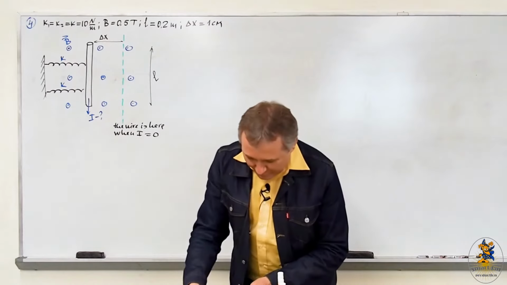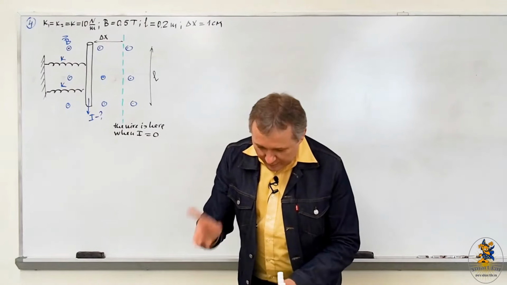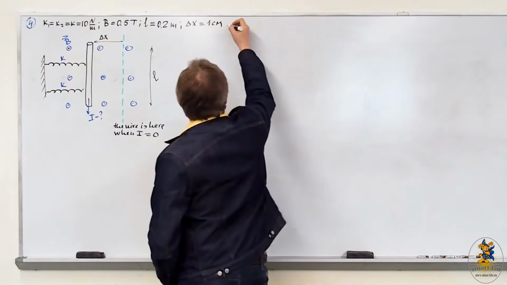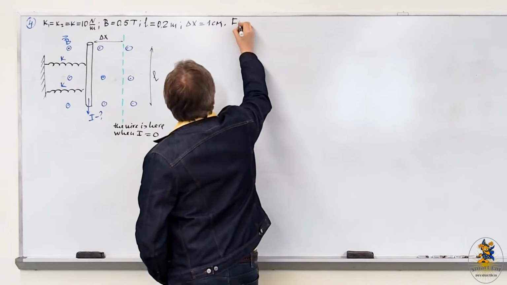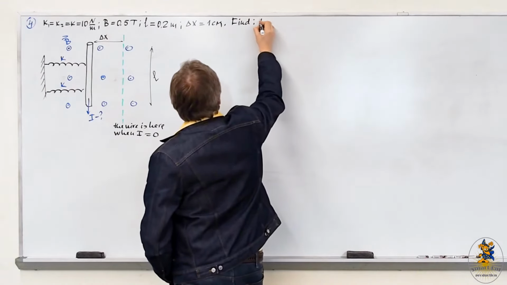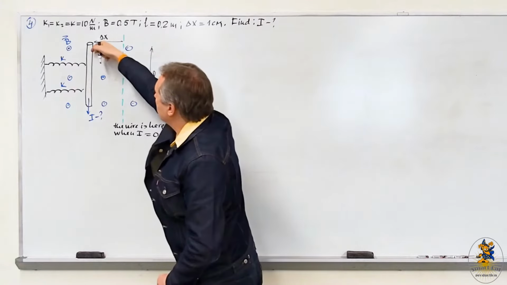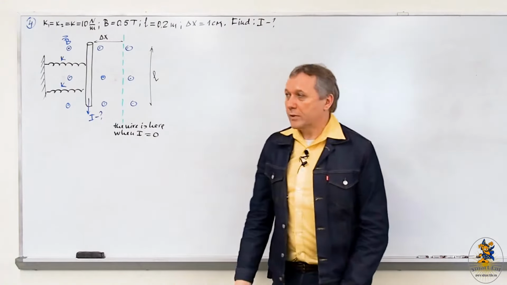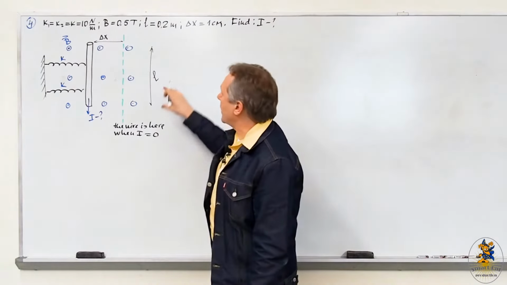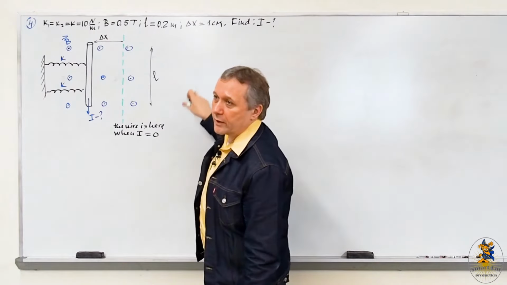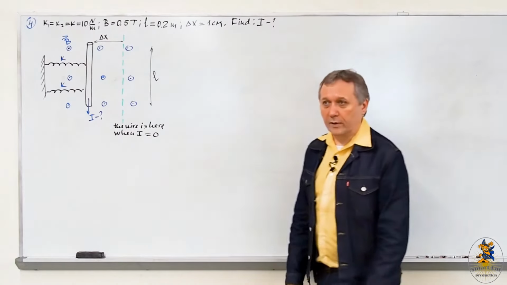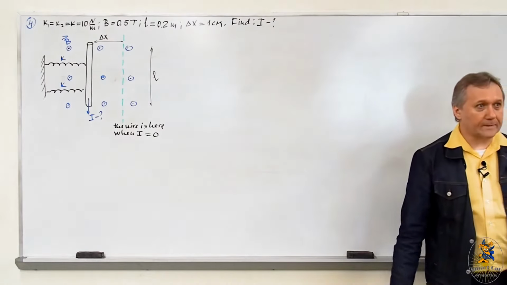Again, let me check if I gave you everything. Yeah, let me write what needs to be found. So find I. We only know the direction of the current. Maybe you connected it over here to the battery, so you know here is the positive electrode, negative electrode, so basically you know the direction of the current. You just need to know the value of this current.